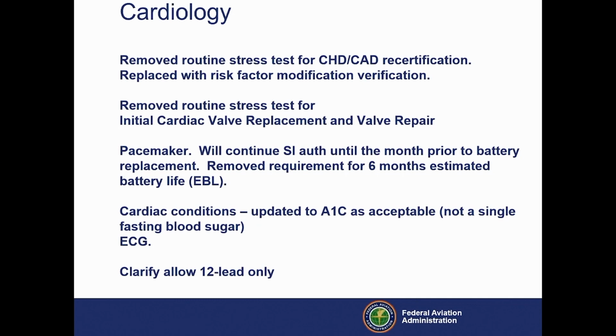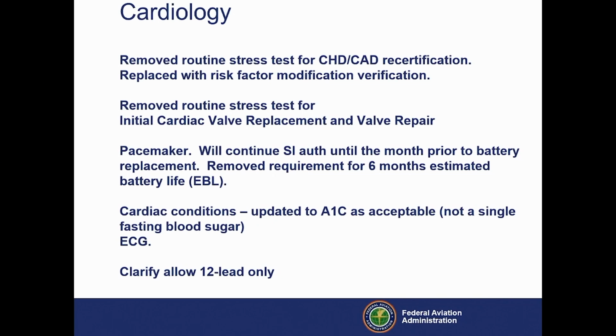Pacemaker was the next topic. Pacemakers are still an SI. They still have to have an every 6-month pacemaker summary. What used to happen is at 18 months, their annual special issuance or special consideration dropped down to 6 months only. And then when they had 6 months of battery life, they were grounded until they had the battery replaced.